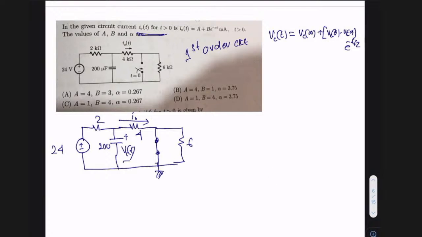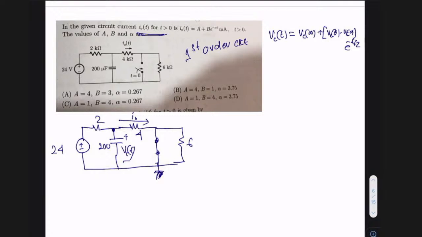In this case, because this point is connected to ground, I can say this and this 4 are in parallel. Whatever voltage we get across this VC(t), the same voltage will appear here, because this capacitor of 200 microfarad and this resistor of 4 kilo ohms are connected between the same pair of nodes. So this is one node and this is one node. Both of them are between the same pair of nodes. So these are in parallel.